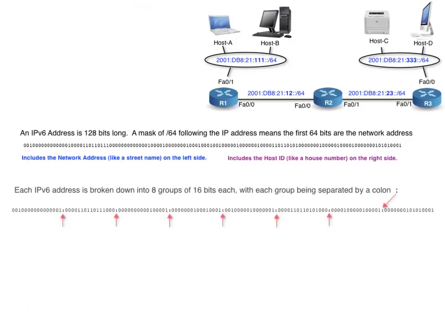Check this out. We take a 128-bit number, this IP address, which we know includes the network on the left and the host ID on the right, and we're going to break it into 16-bit groups. It's going to break into 8 groups of 16 bits each. And to have visual clarity, we're going to add a colon between every 16 bits. So really, it's just 8 groups of bits, and there's 16 in each group.